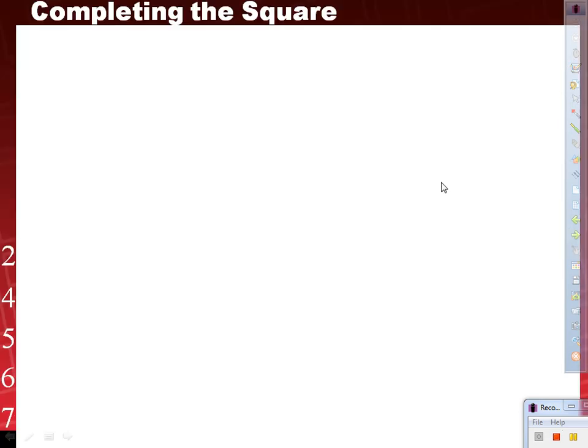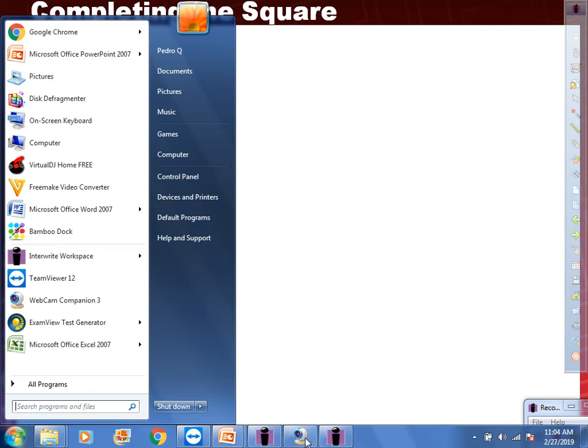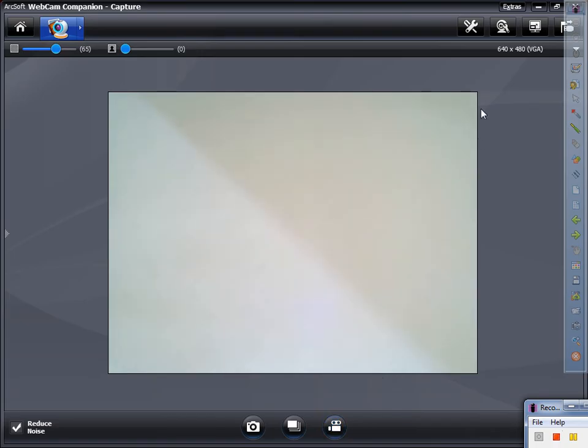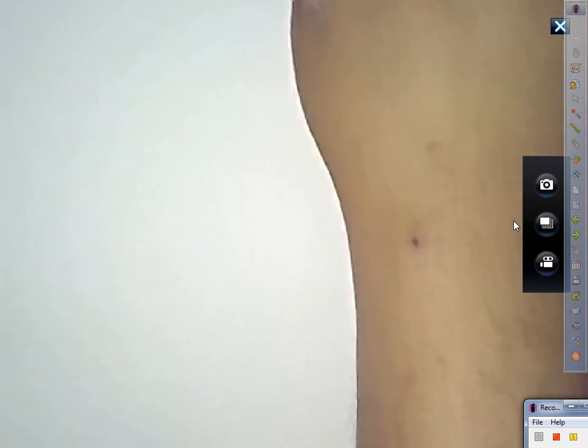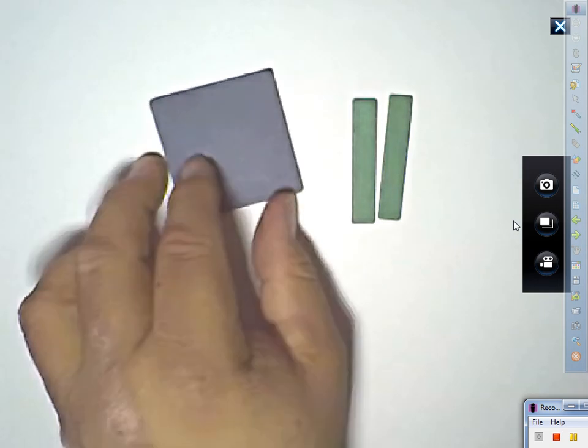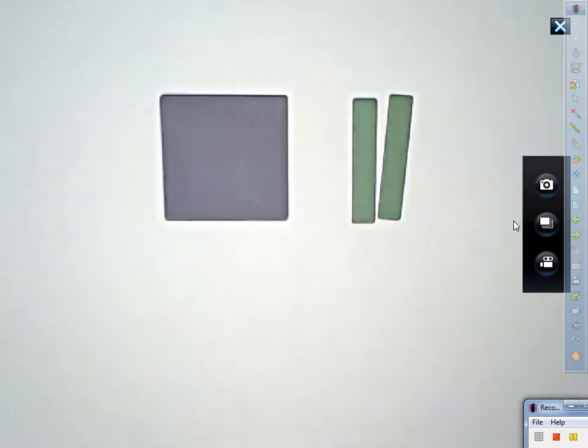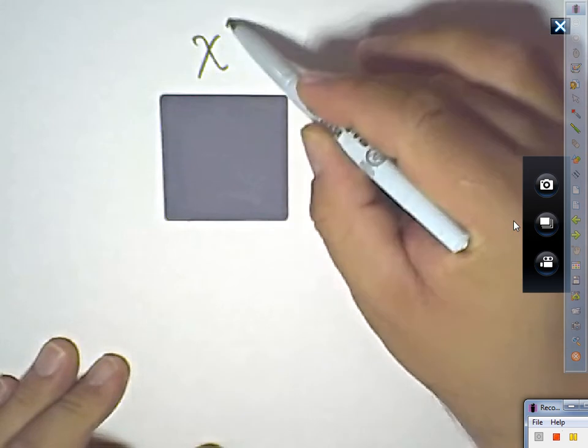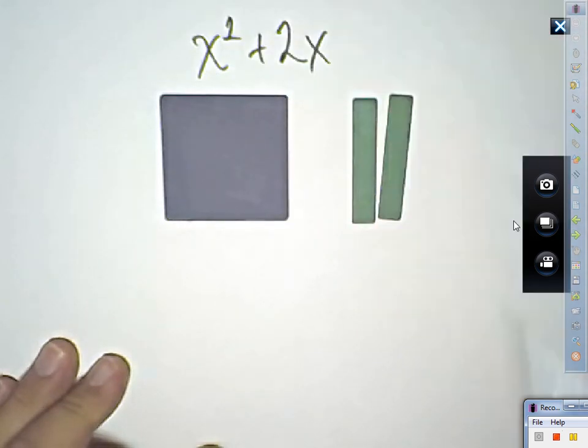So for today, I'm going to turn on my camera here. I'm going to start with using tiles once again to apply it to geometry, so you guys can see the concept at work. So at this time, writing utensils down, look up to the screen. Here we go. I'm going to start off with a polynomial. There it is. Tell your neighbor that polynomial, please. That is correct. We have x squared plus 2x.